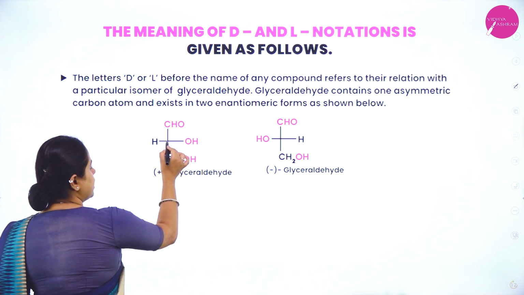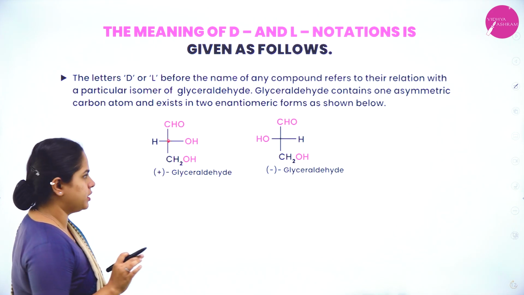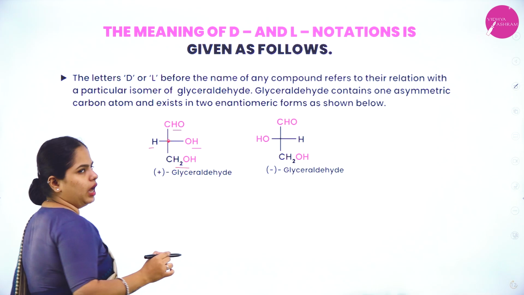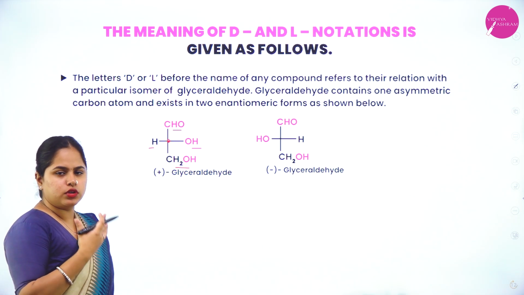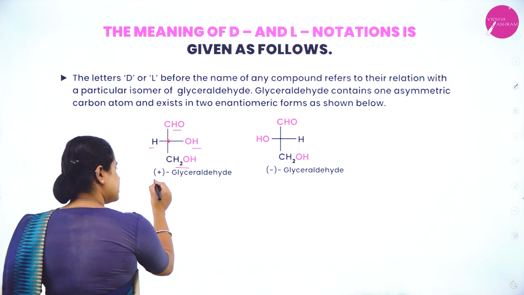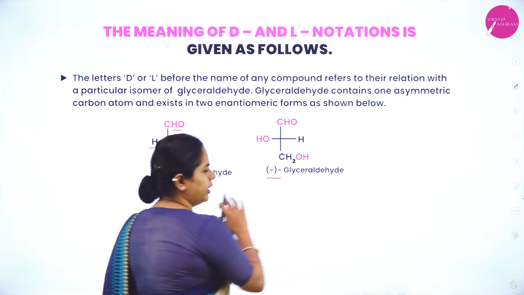You can see this is an asymmetric carbon atom. This junction is actually a carbon atom which is present here. So, you have an aldehyde on the top, you have hydrogen here, hydroxyl here and an alcohol here. So, this is an asymmetric carbon atom. Asymmetric means all the 4 substituents attached to it are different. Now you can see this is plus glyceraldehyde, this is dextrorotatory, and minus stands for levorotatory.